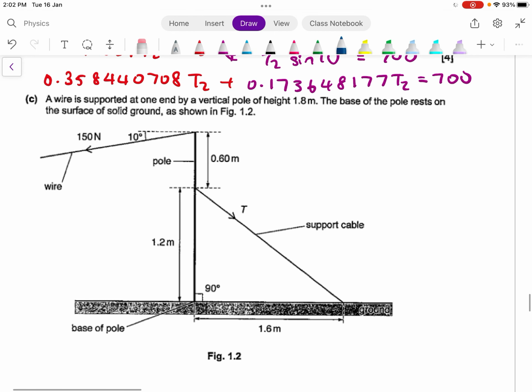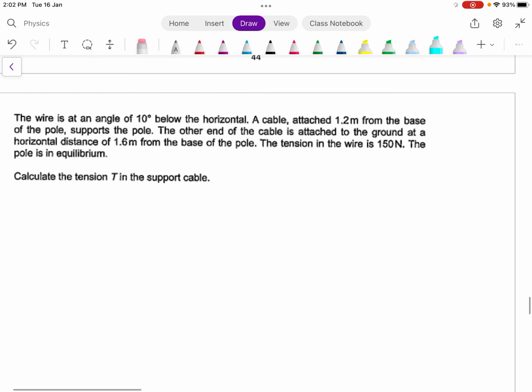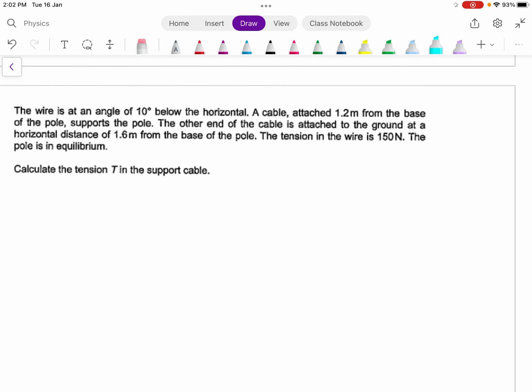Okay, part C, we have this very complicated diagram. So we have two forces, right? First will be the wire from here, then the other will be the support cable. Alright. Okay, so let's see what they want from us. So we have a cable attached 1.2, etc. The tension of the wire is 150. So the whole thing is in equilibrium. So calculate what is the tension in the support cable.